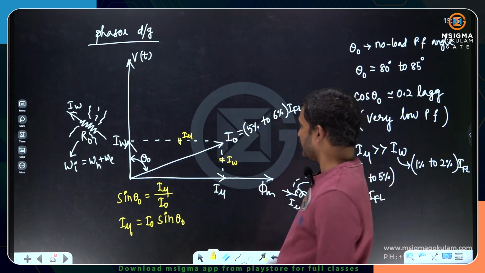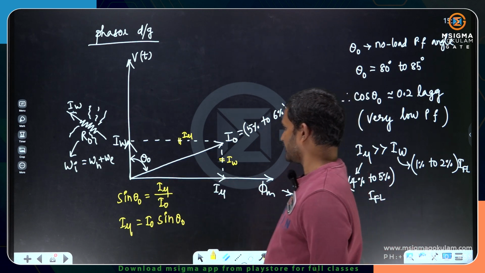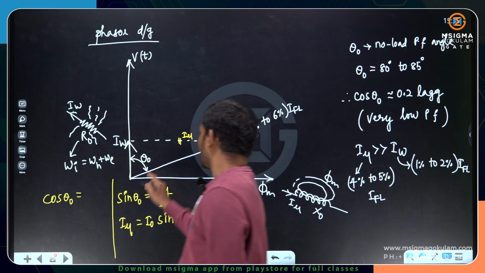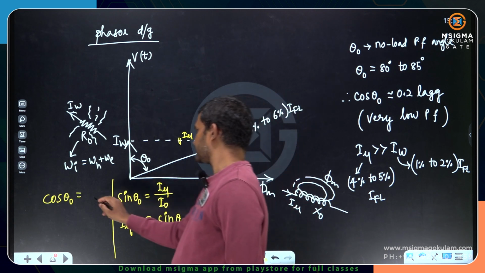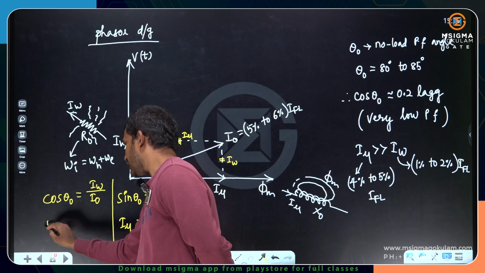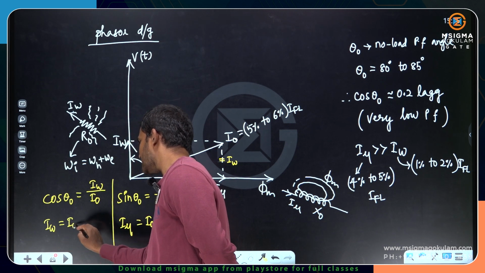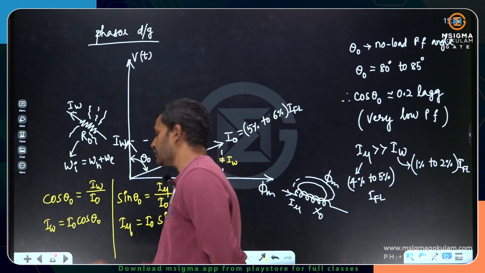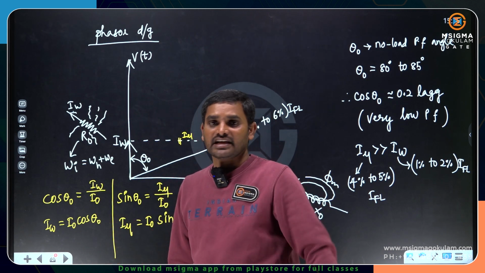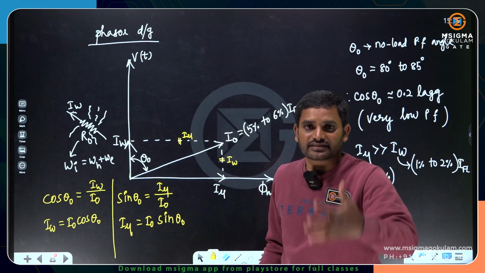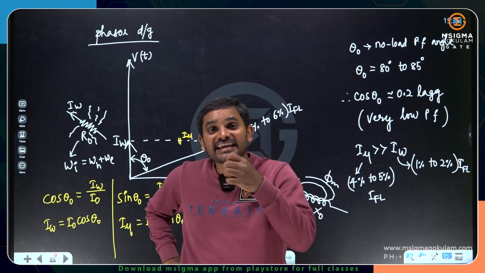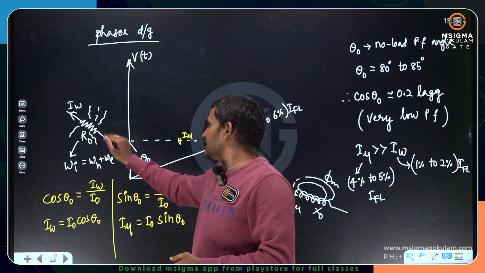And if you see the working component of current, cos theta naught is equal to the adjacent component, the working component, divided by the hypotenuse, that is I naught. So the working component of current is I naught into cos theta naught. The loss component is a cos component. The cos component of current creates a loss. The sine component of current creates flux. Even in the active power formula, V into I into cos phi is the heat dissipation.